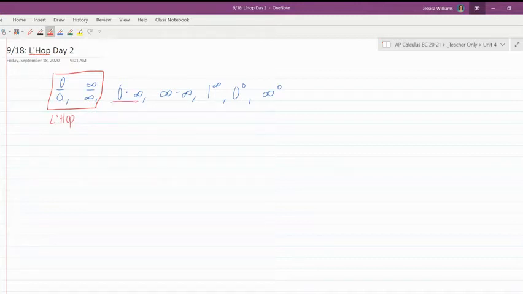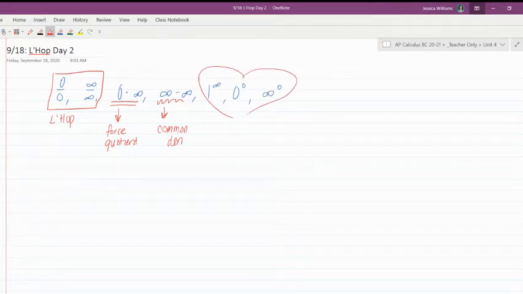From yesterday, this one is easy. You force it into, not easy, but this one is quick to turn into a L'Hopital. You're going to force it into a quotient by throwing one of those underneath. From yesterday, this one's quick to force as well because you can do a common denominator to force it into a quotient. And then there's these 3, and this is where we're going to lovingly spend our time today.